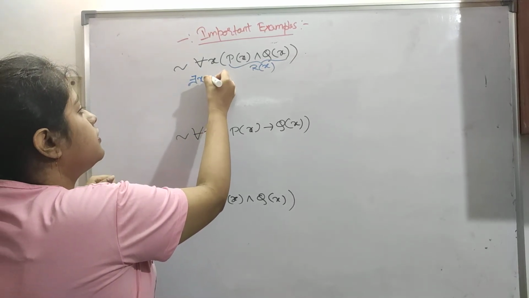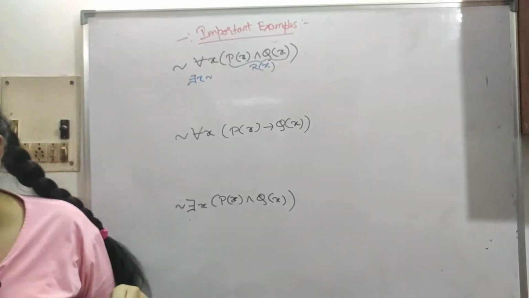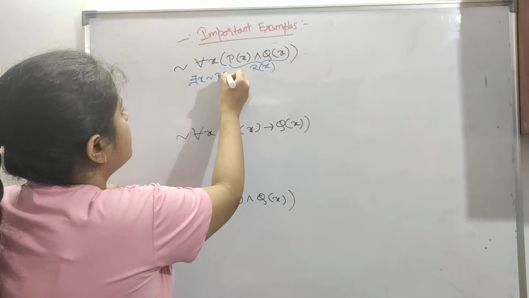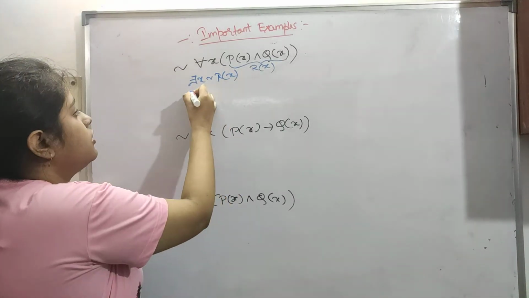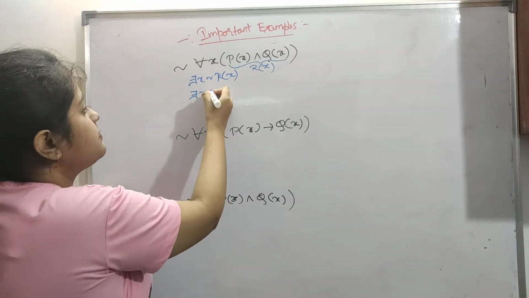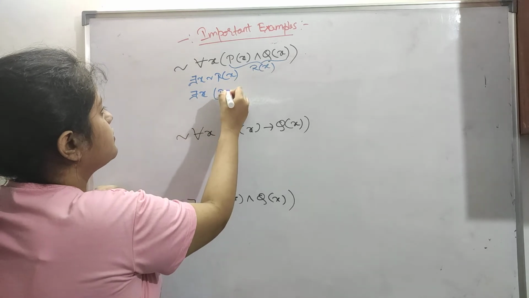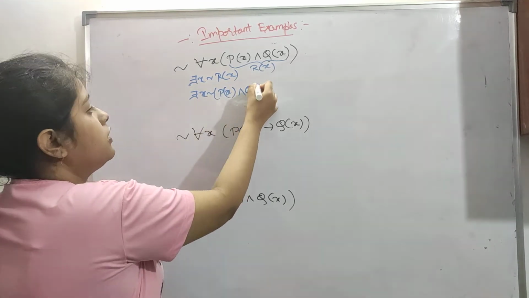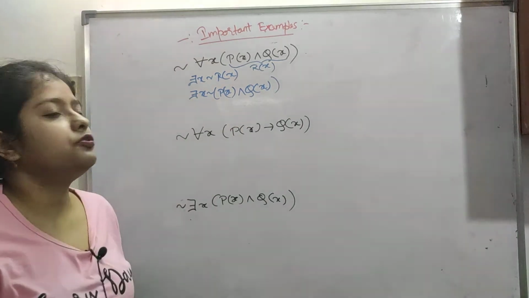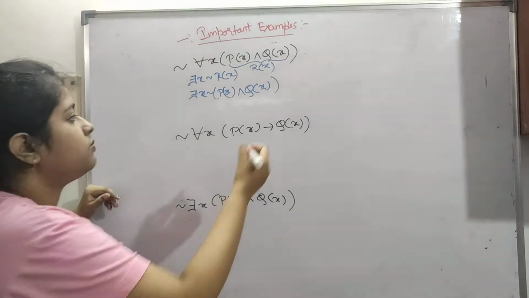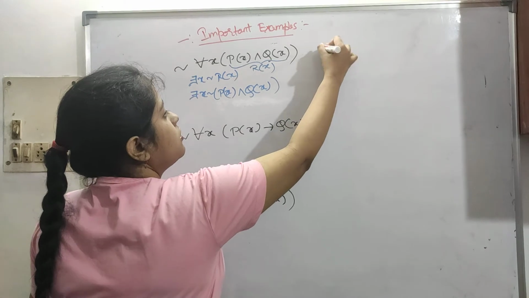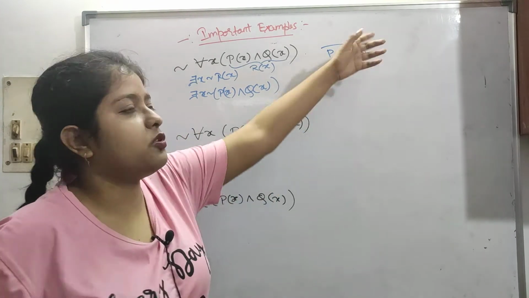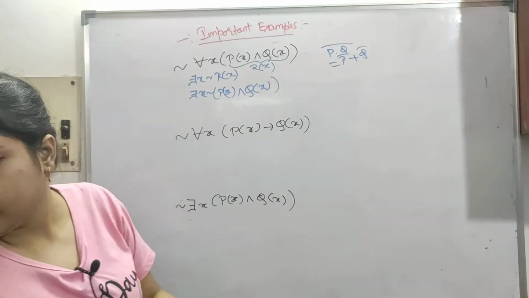Yes, there exists x, let's say R of x. Now R(x) is P(x), negation of P(x) into Q(x). If you remember De Morgan's law, basically this is P into Q bar, which is P bar plus Q bar. This is De Morgan's law. We have done this, so you have already done this.